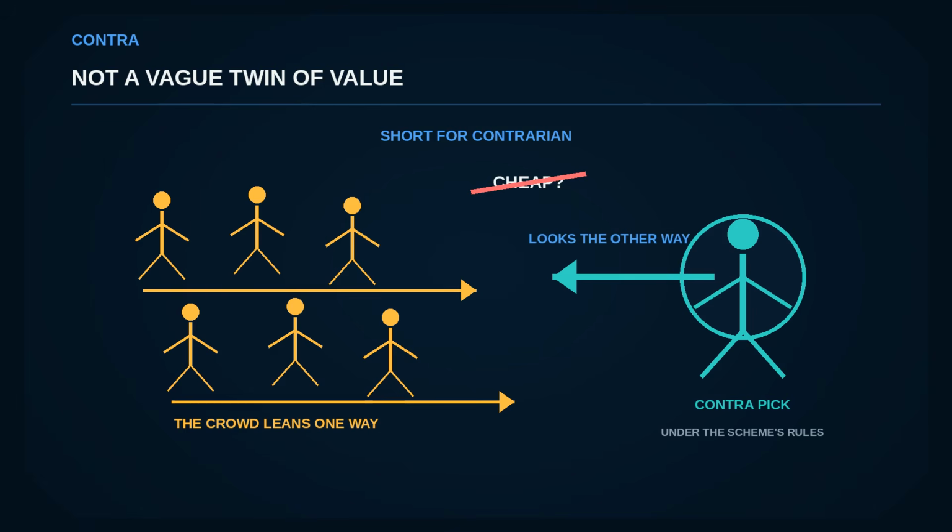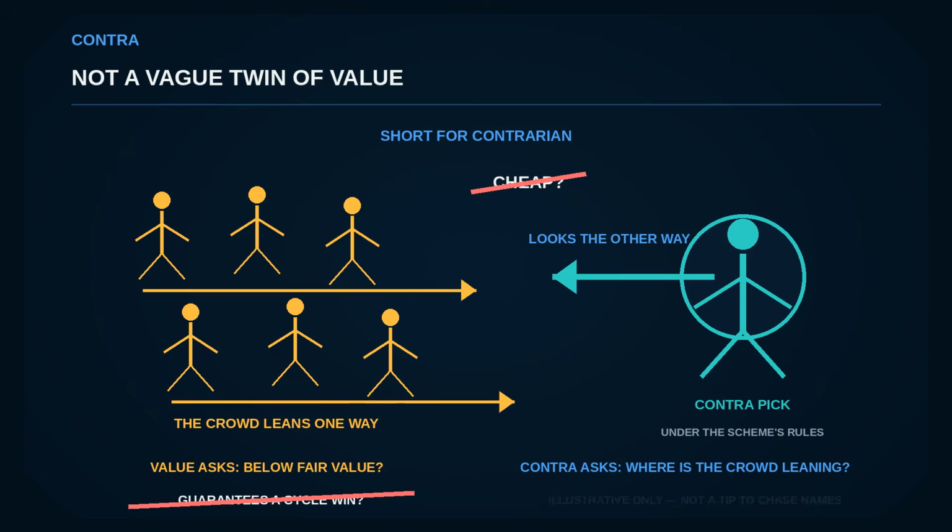Contra is not the same question as value. Value asks whether price sits below a fair value view. Contra asks what the consensus is leaning toward and where the process may select against that lean. Neither word guarantees a cycle win. Illustrative only, not a tip to chase neglected names.